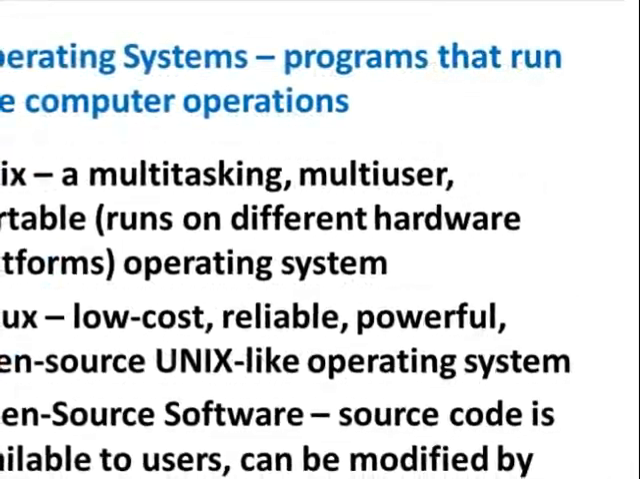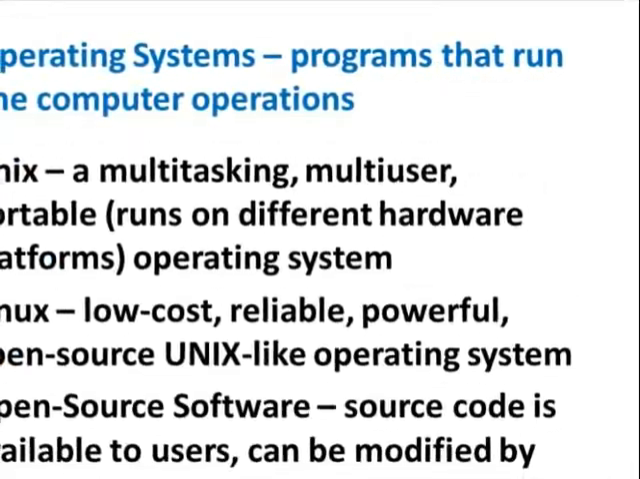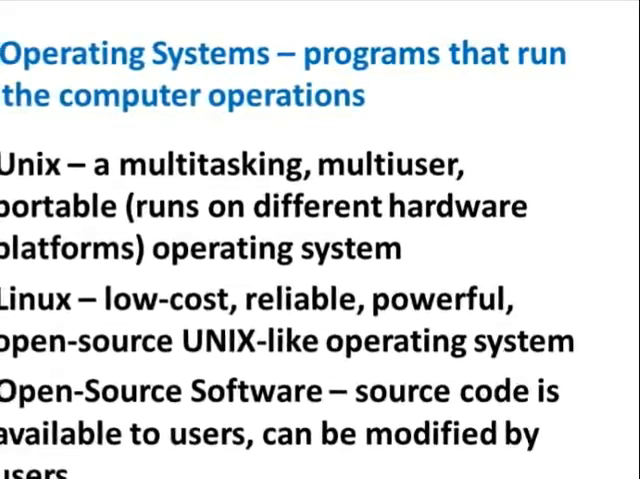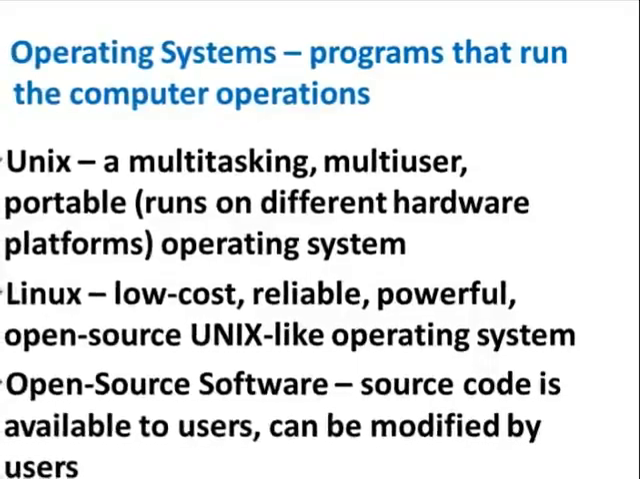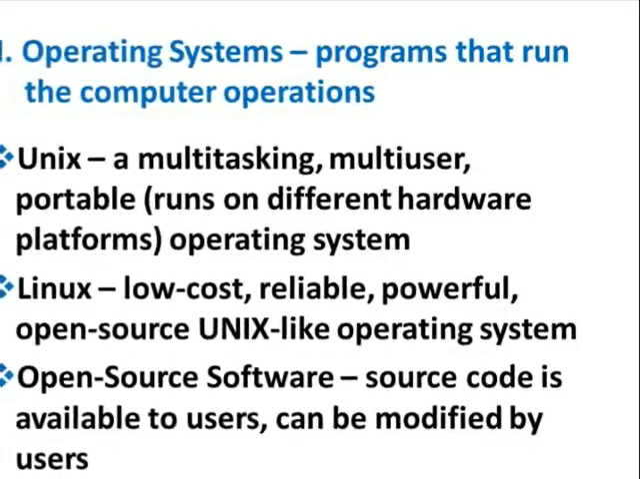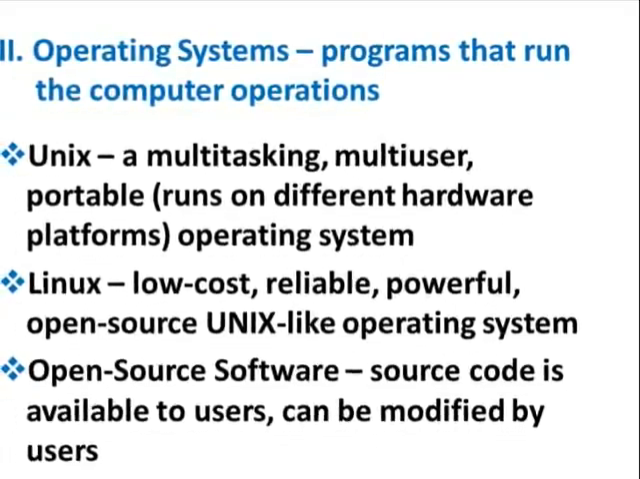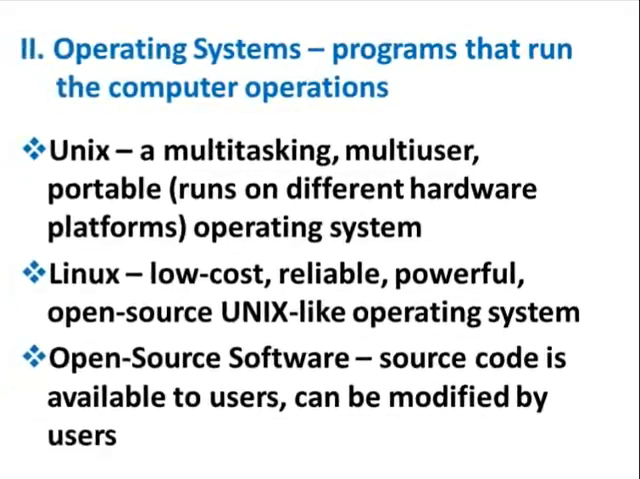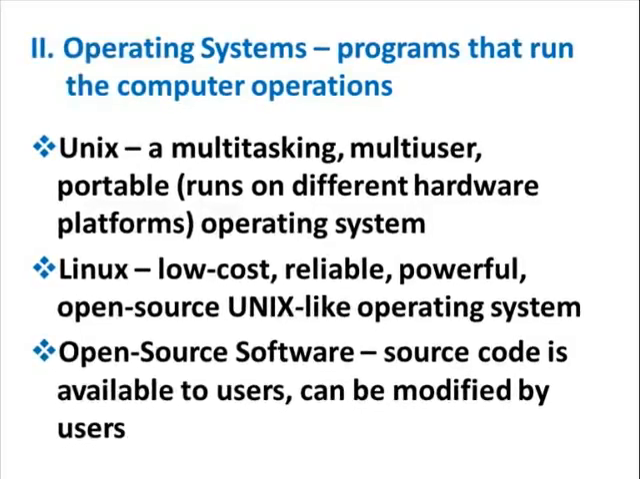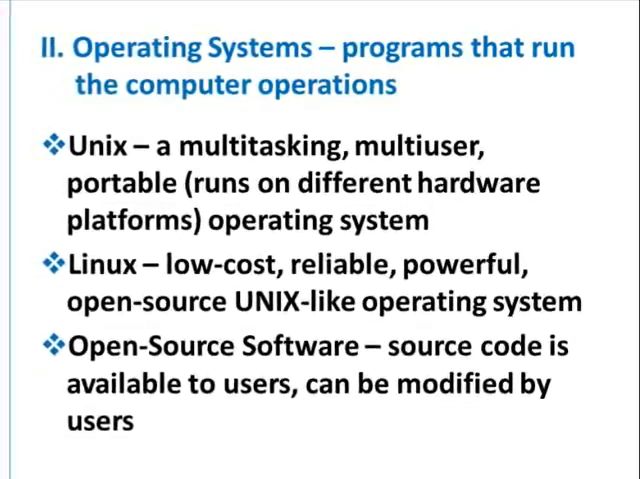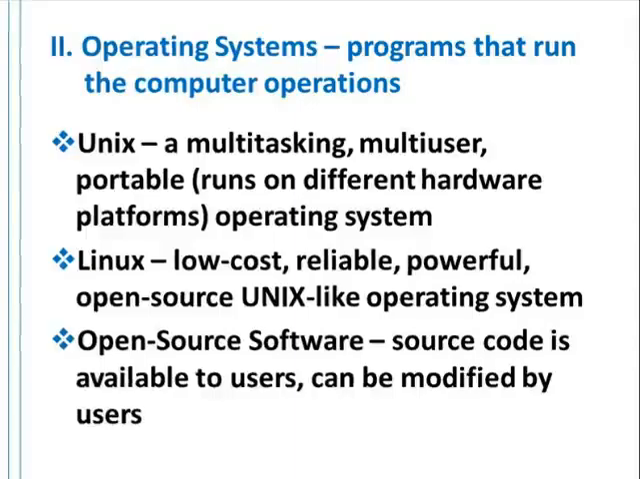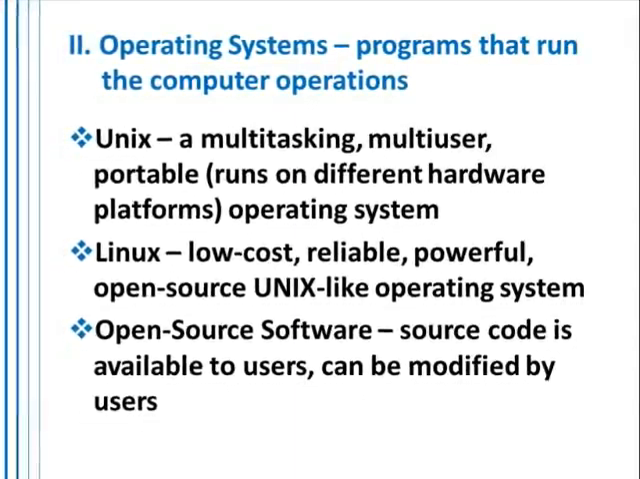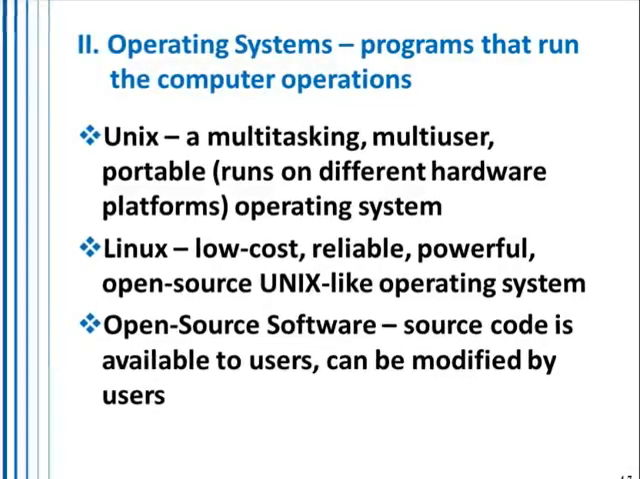The most popular operating systems are Unix, which was written back in the 60s and 70s and still is the basic core for OS X. Linux, which is Unix at the core, is open source, low cost, reliable, and extremely powerful, and it has a tremendous code base behind it. Then there's also other open source software and operating systems that are very similar to Linux and Unix and have different flavors of them.